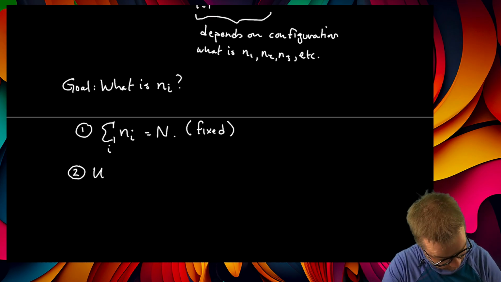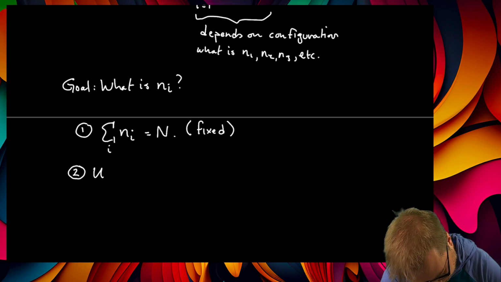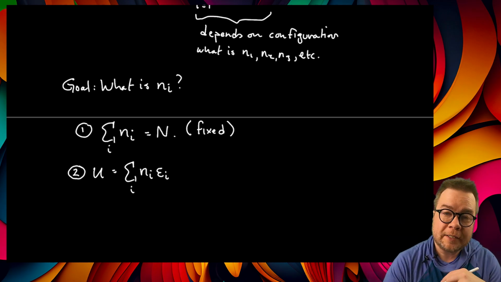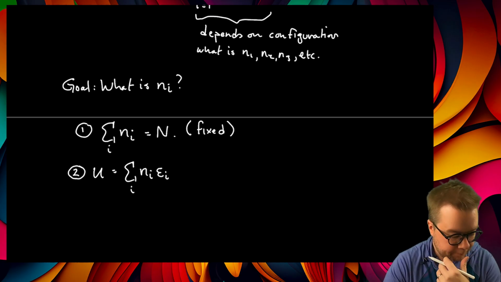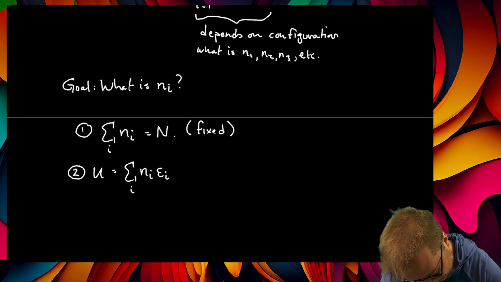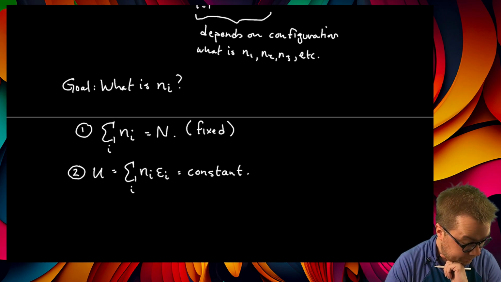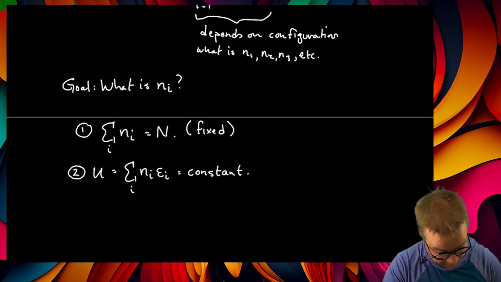That internal energy of our system can be written as a summation over i of n sub i times epsilon sub i, where epsilon sub i is the energy associated with that particular configuration i. And we're going to say that this is going to be a constant, not unreasonable, and so it shouldn't change.